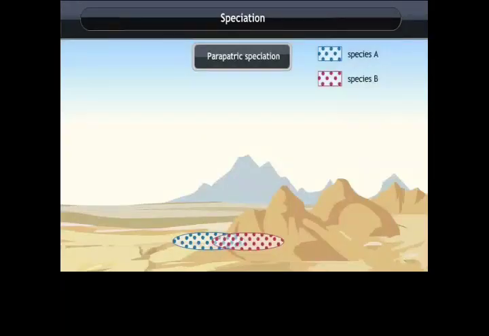Parapatric speciation. This time the populations are not isolated by a physical barrier, but are instead beside each other. Individuals within the population only mate with individuals in their immediate area and produce a hybrid zone.